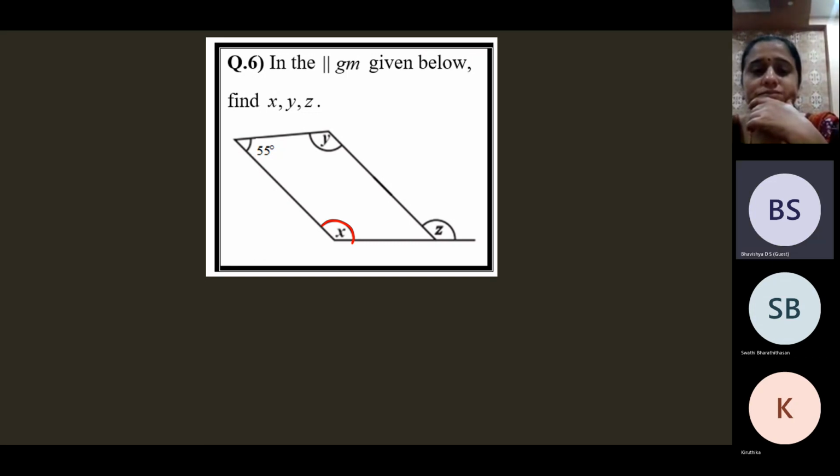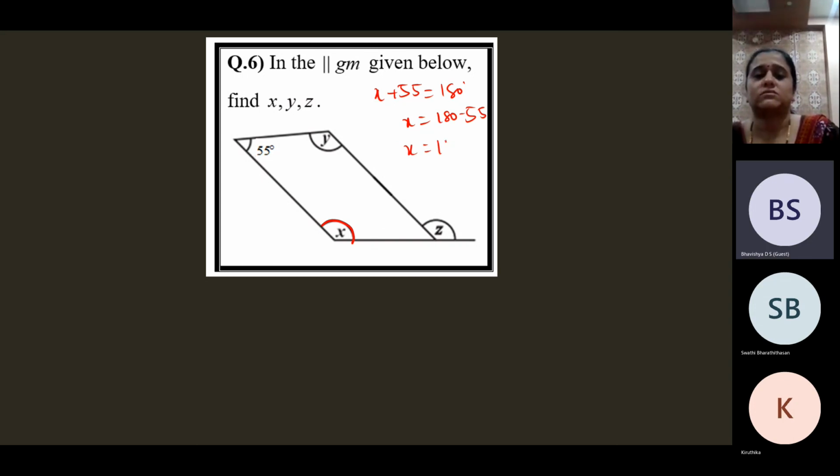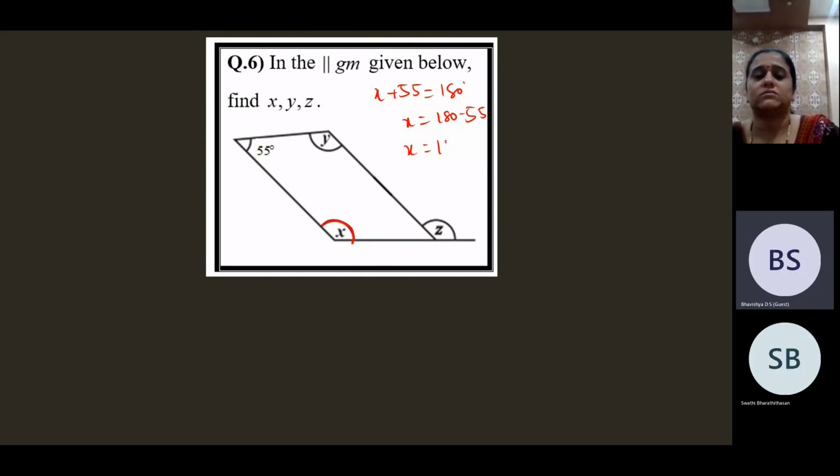Bhavishya? Ma'am, for X, these adjacent angles are supplementary. So we should do X plus 55 is equal to 180 as the first step. After that, we should minus 55. After that, X is equal to 180 degrees minus 55 degrees, which is 125 degrees, ma'am. Yeah, 125 degrees. Yes, ma'am.